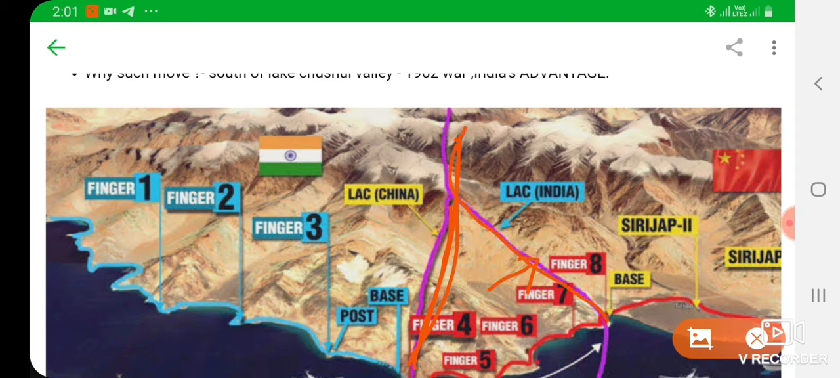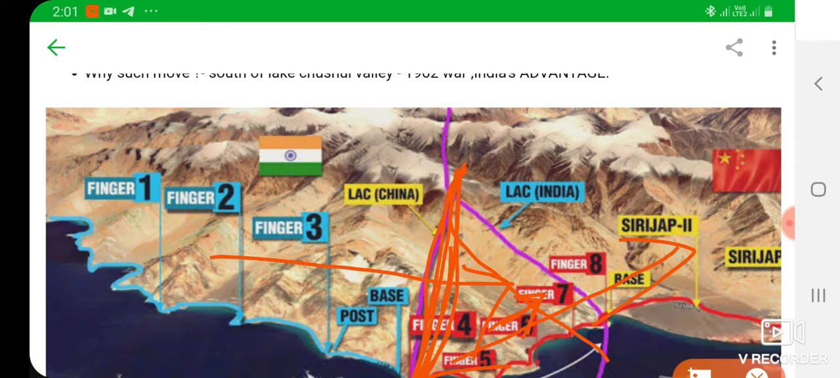Here we have a line and here is another line. This is the LAC for India, whereas this is the LAC for China. Under India's consideration, all this portion belongs to India, including all 8 finger points. But for China, up to this much area, this complete portion is for China. So you have to understand the conflict.